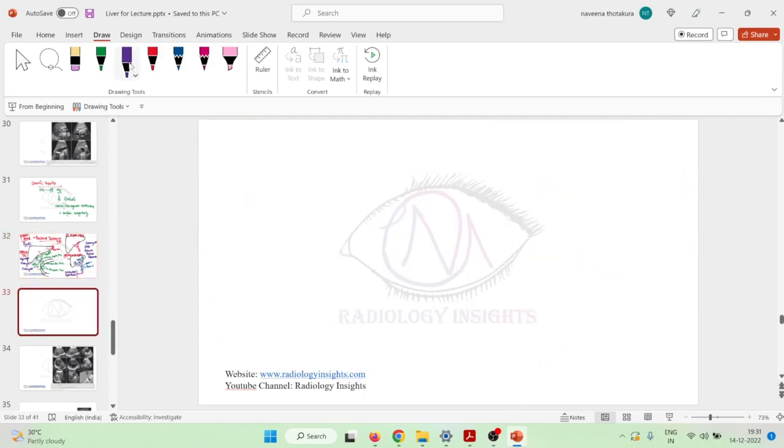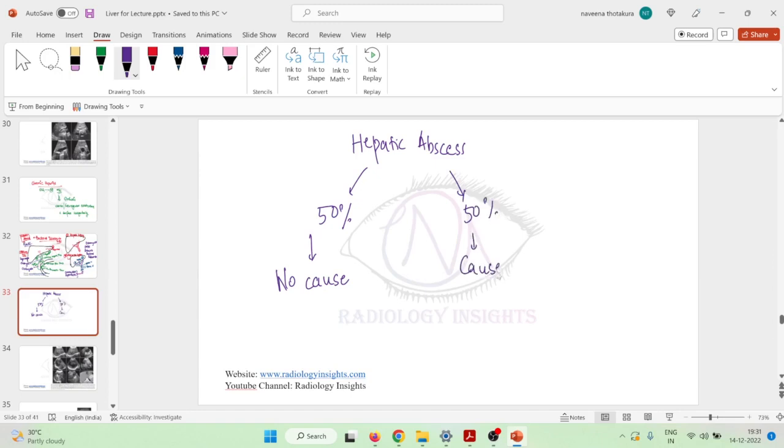Now, among these hepatic abscesses, in almost 50% of the cases you cannot find any cause. No cause is seen in almost 50% of cases, whereas in the other 50% of cases a particular cause is identified. Among those 50% of cases, 50% are anaerobic and the rest 50% are aerobic infections.